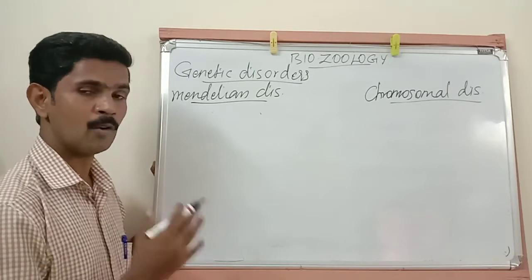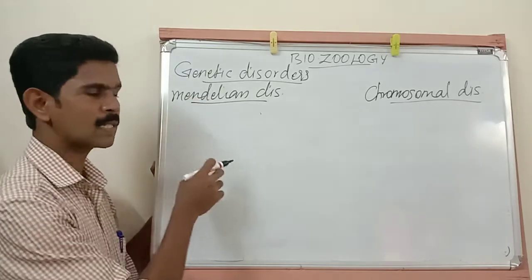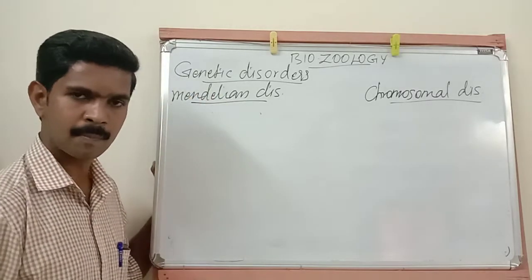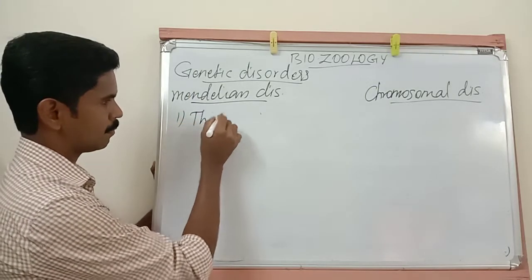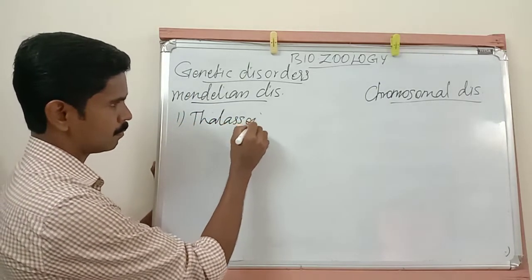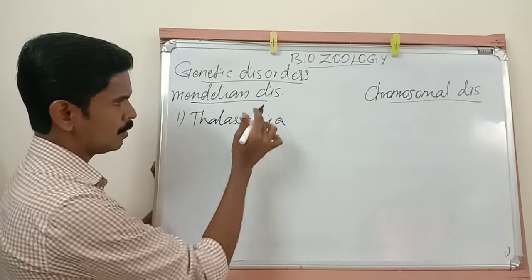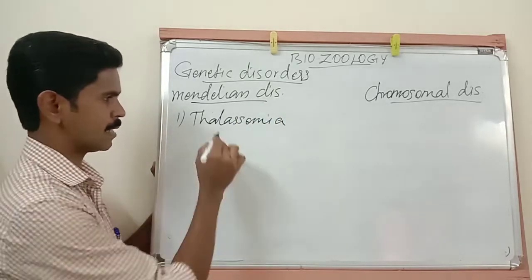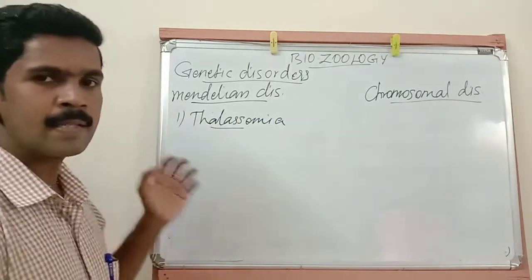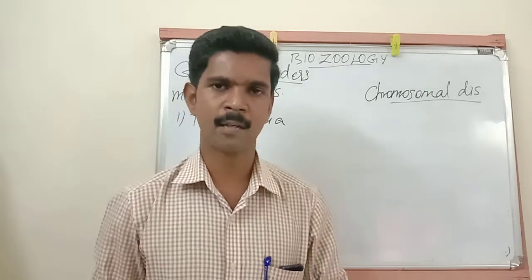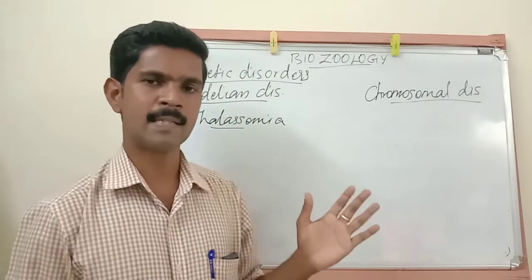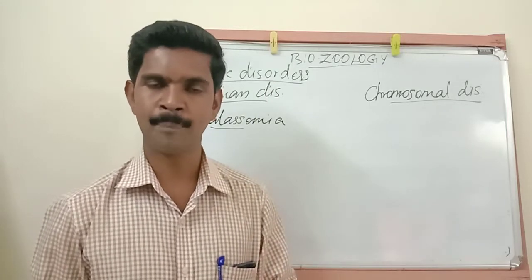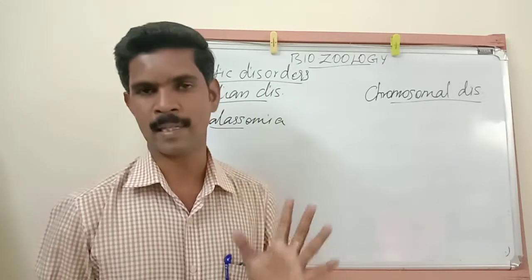Today we are going to study some examples of Mendelian diseases or Mendelian disorders. The first disease is thalassemia. First disorder is thalassemia. Listen very carefully. Thalassemia is a disorder affecting the RBCs of the human blood, and this disease is due to autosomal recessive alleles.